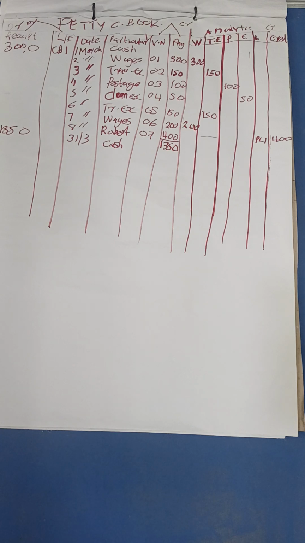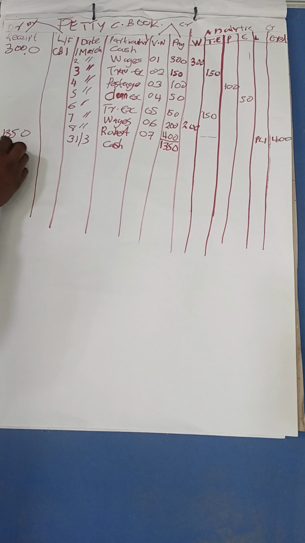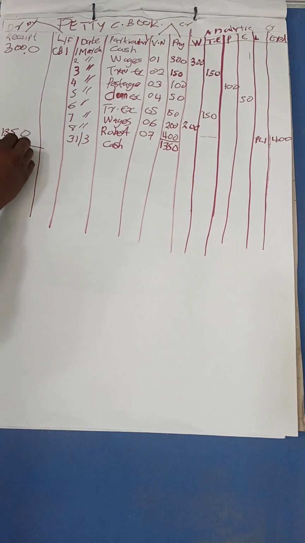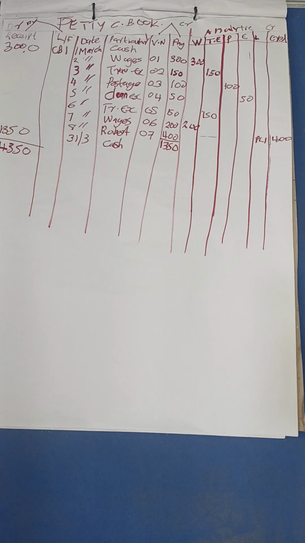Now the petty cashier and the cashier will have to balance the account. They will say, now let's balance the account and see what I'm going to reimburse you with. So let's do the balance. If I add this, 3,000 plus 1350, I will have 4350. Good. Now 4350, meaning I have to do what?